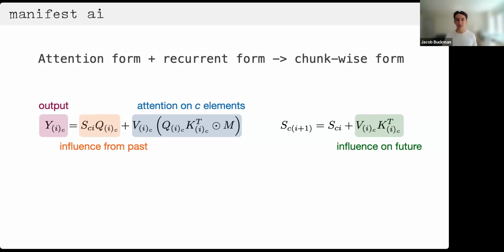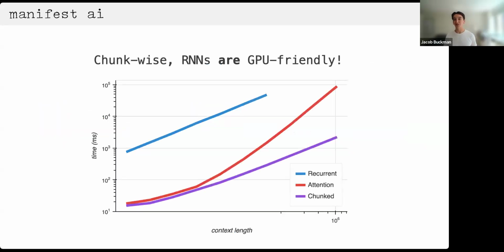And this is mathematically equivalent to both the attention form and the recurrent form. All three of these are mathematically equivalent, but this one is the most computationally convenient. This is the one that is very GPU friendly. And we can see here that not only does the chunked algorithm have the same slope as recurrent, so it has the nice asymptotic properties that we want, but it also is just strictly faster than attention at all context lengths. So these chunked algorithms are the ones that we really want to be using.